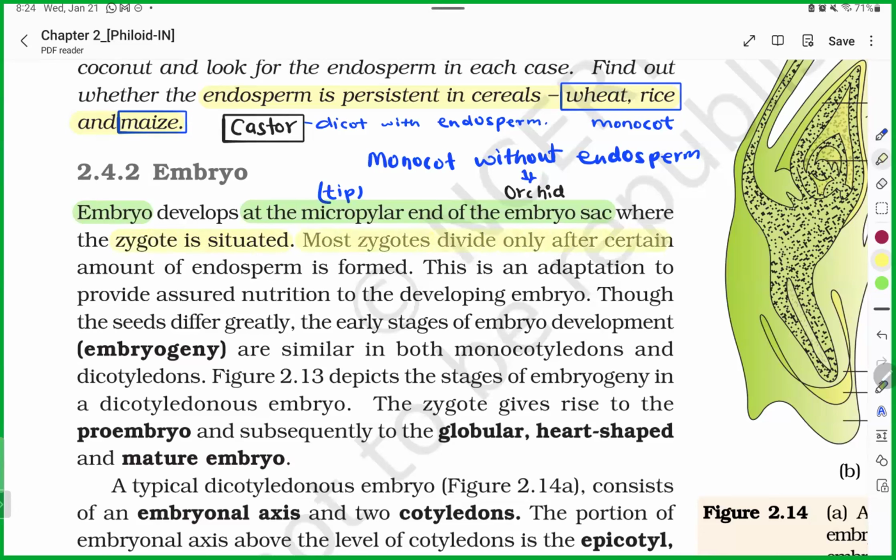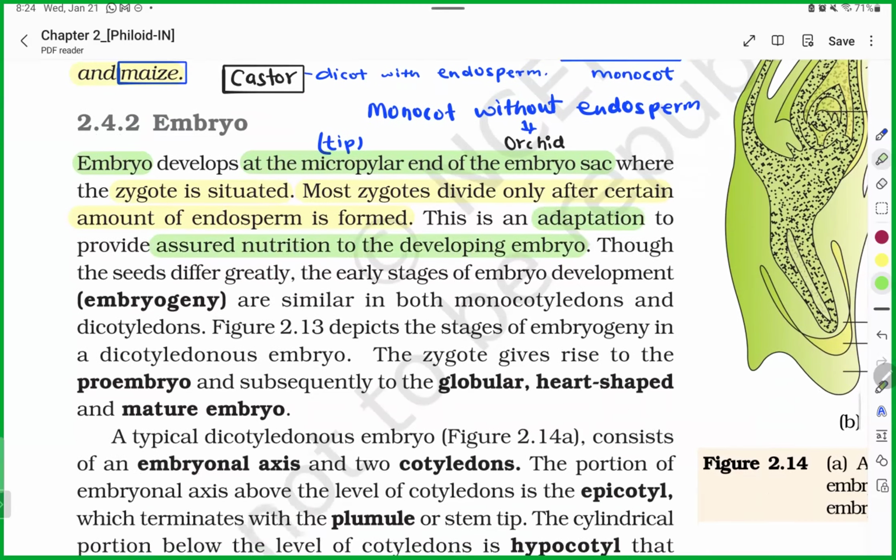Second, very logical statement. Most zygotes divide only after a certain amount of endosperm is formed. If you have endosperm only, then the zygote will form. If no endosperm, no zygote development is possible. Why is this happening? Because it is an adaptation which assures that proper nutrition is available to the embryo. Because no endosperm, no nutrition, no development of the embryo is possible in such a case. Okay.